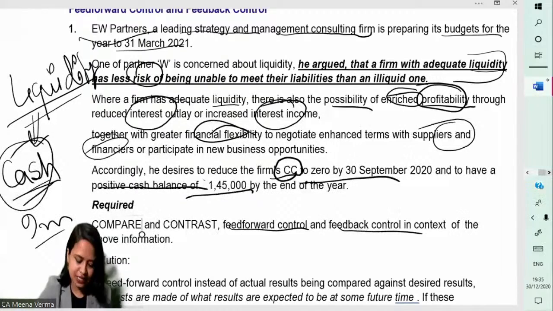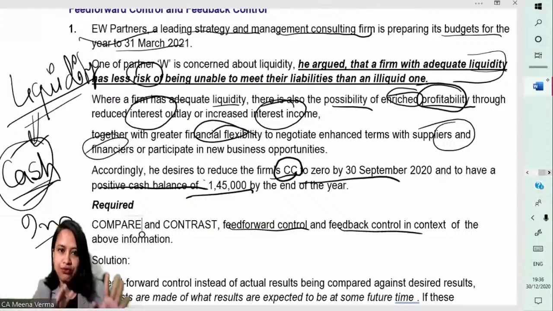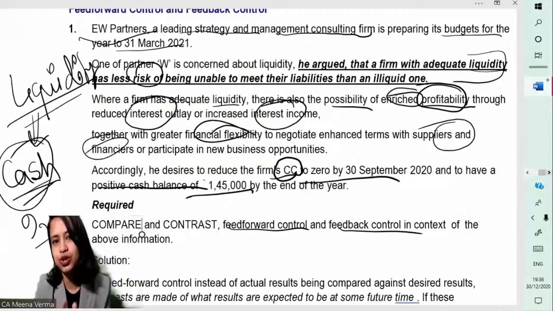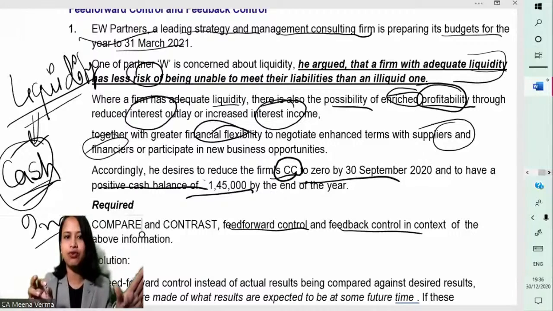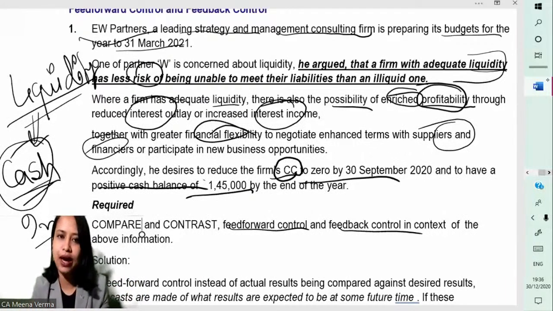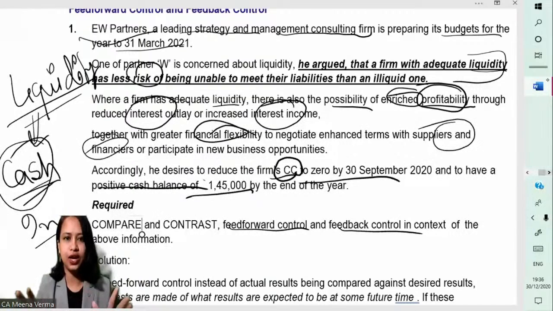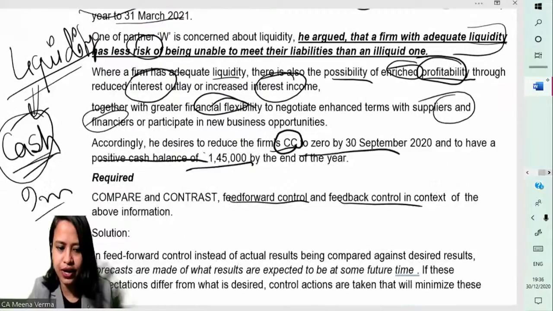Ambika is saying that, ma'am, for a good liquidity position, it is good to apply the feed forward control system. See, Ambika, if you compare them, it is good to have the feed forward control system, but we can apply feed forward control and feedback control together in the business organization. Instead, we can apply all three methods together: feed forward, concurrent, and feedback control. So now let us see how to write the answer.